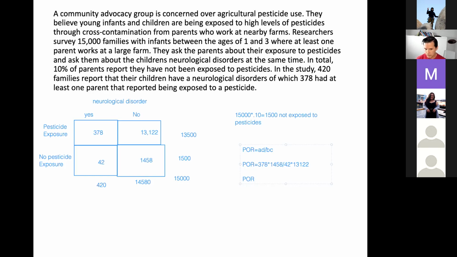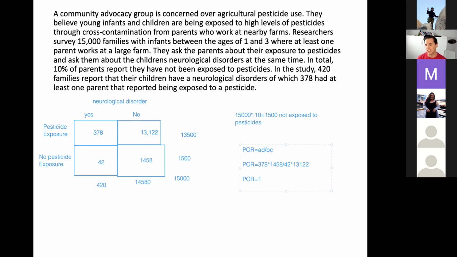Is the answer 1? So you will come up with 1. What does that tell me about the relationship between pesticide exposure and neurological disorders? Is it that they're equal? That there's no association, so that having a parent who is exposed to pesticide is not associated with a child having a neurological disorder. So remember, a prevalence odds ratio or a prevalence ratio equal to 1 means that there's no association.